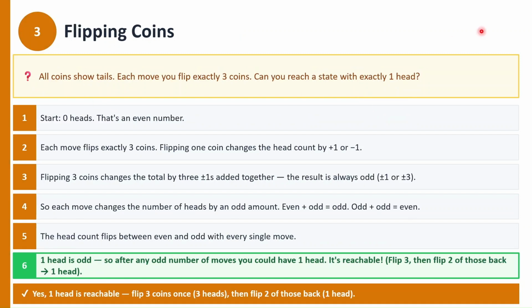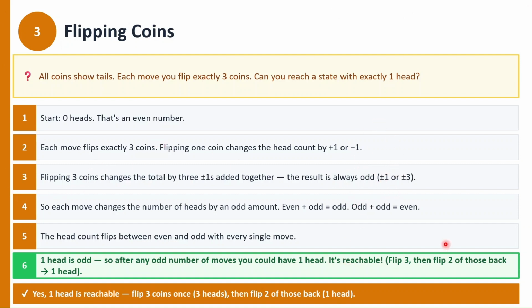So the next question. All coins show tails. Each move flips exactly 3 coins. Can you reach a state with exactly one head? Okay. This seems quite impossible to do. That's why we're going to use our key weapon. When we're not able to reach it, it's an impossible problem where you use this one. Plus or minus 1. That's it.